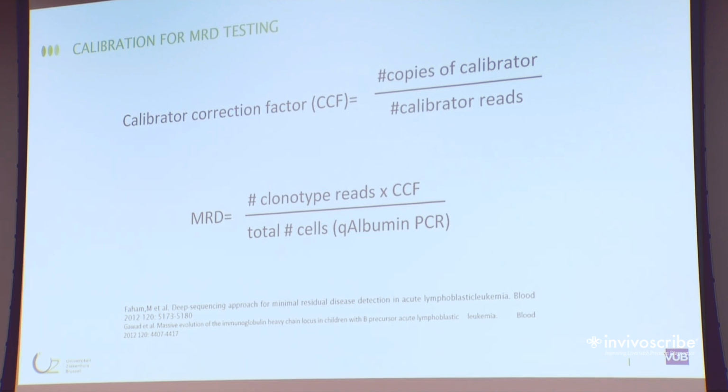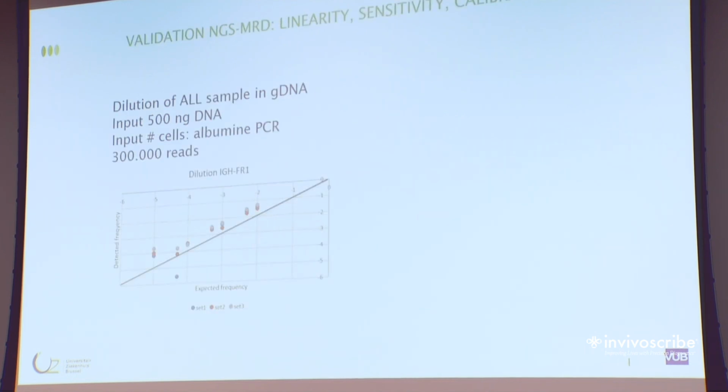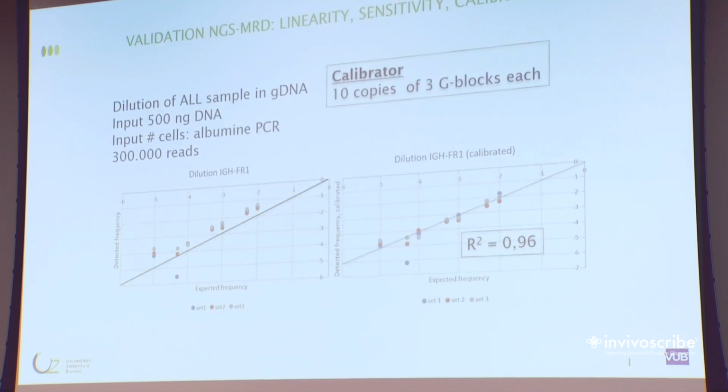So this was already published by Fayem and Gawat in 2012. They used plasmids for this. So in doing this, we recalculated our dilution curve, and then you see that the line really comes on top of your points, and the correlation is very good. So we were really surprised that it worked so well until 10^-5.